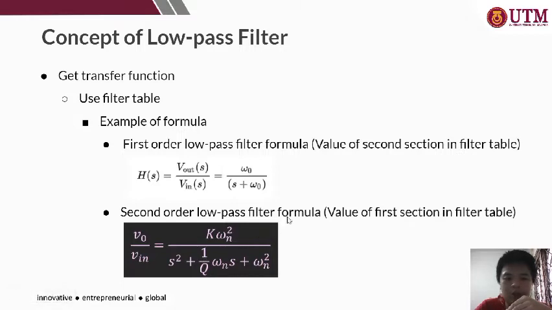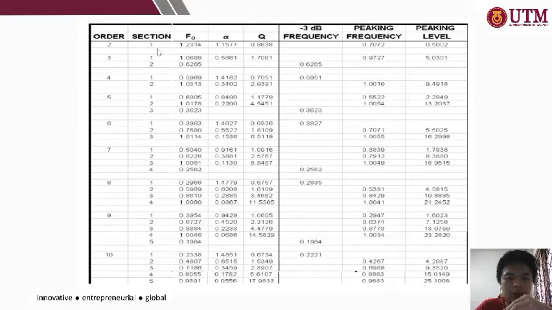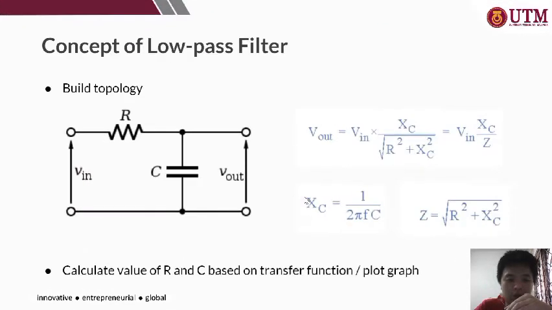Next up we move to the second section. So the second section, we need to use the formula of first order low pass filter. So for the second section, the value of f naught is 0.6265. So that one is the value of omega naught. So we substitute, and we will get the transfer function for the first order, which is 0.6265 over s plus 0.6265. Once we already get the transfer function, next up we can start to build our topology.